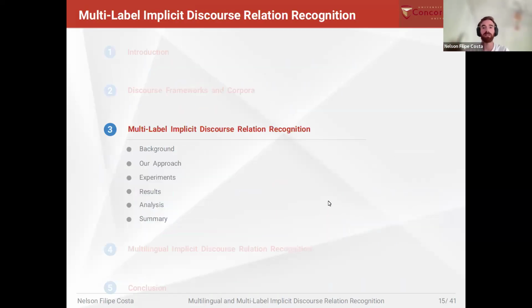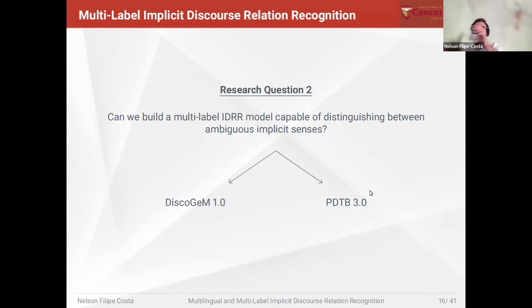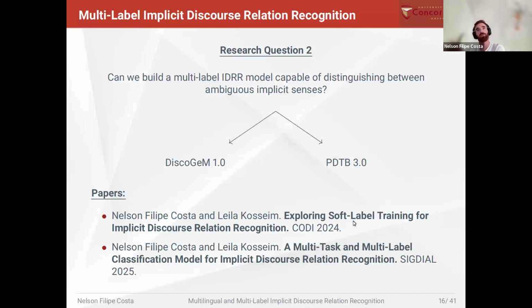And the first thing I tried to address in my research was the ambiguity of implicit discourse relations. How can we capture multiple labels per discourse relation? And for this, I'll mostly use the DiscoGeM 1 corpus and a little bit of the PDTB 3.0 corpus. And to address this research, I'm going to use the results that I've published at CODI last year and that I'll be presenting at SIGDIAL next month.